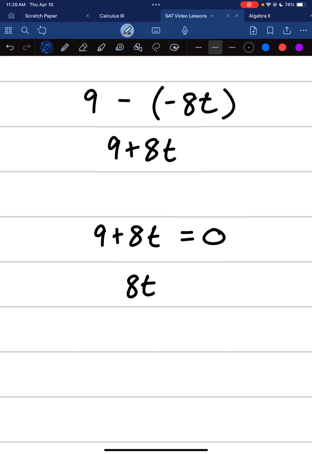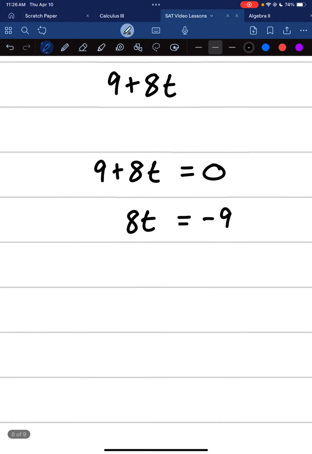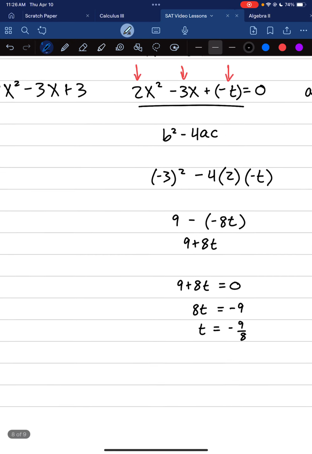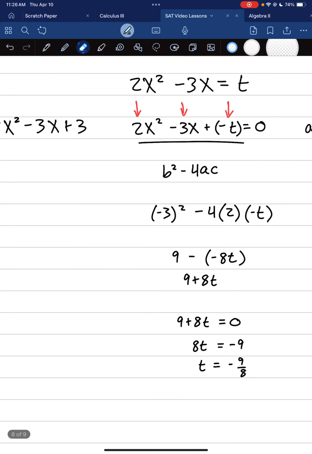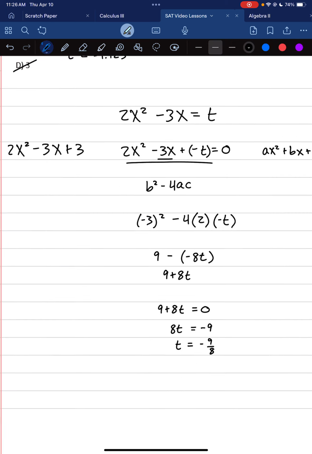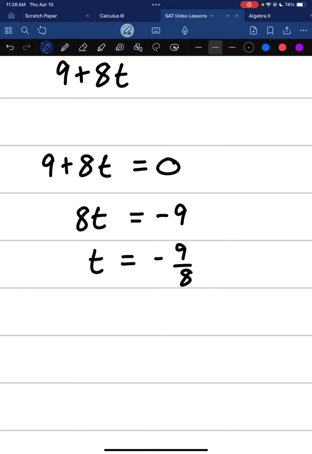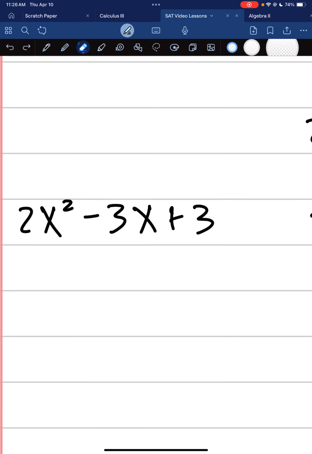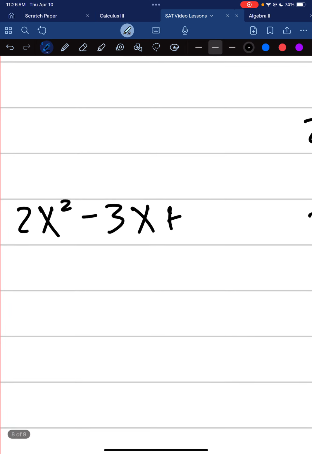I get 8t is equal to negative 9, and divide both sides by 8. T is equal to negative 9 over 8. Now if I plug that in to my quadratic formula, remember that we have 2x squared minus 3x plus negative t. So if our t value is equal to negative 9 over 8, we're going to take negative of negative 9 over 8 or positive 9 over 8. So our quadratic equation is going to be 2x squared minus 3x plus 9 over 8.